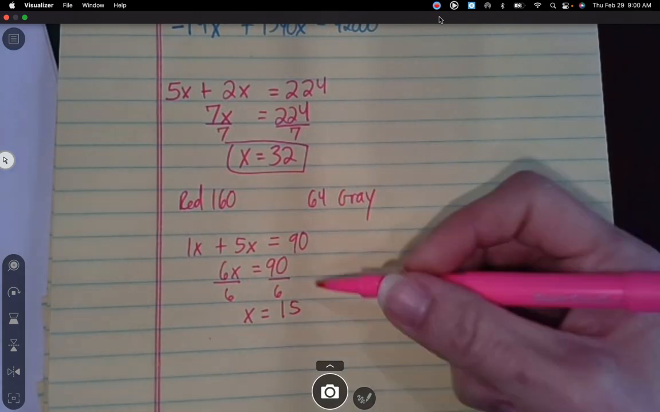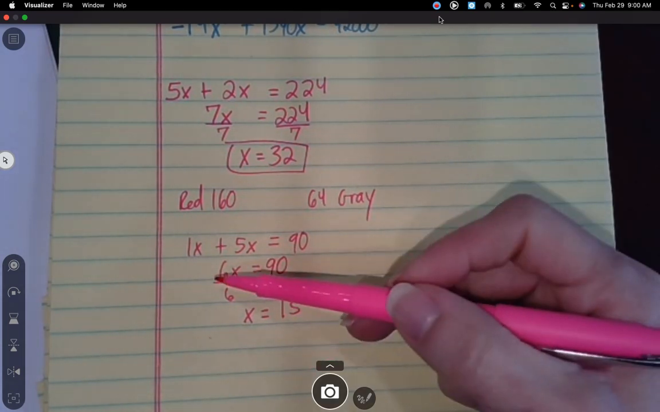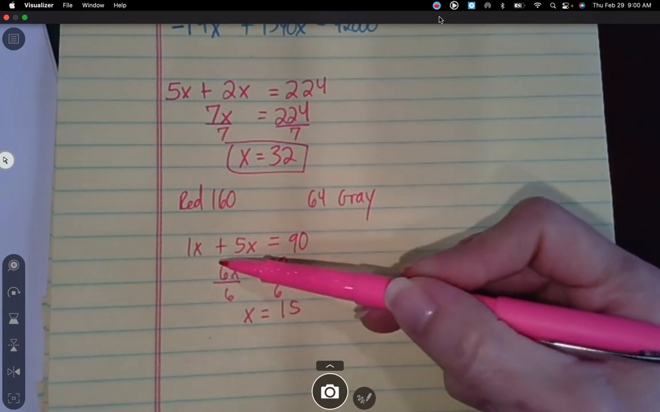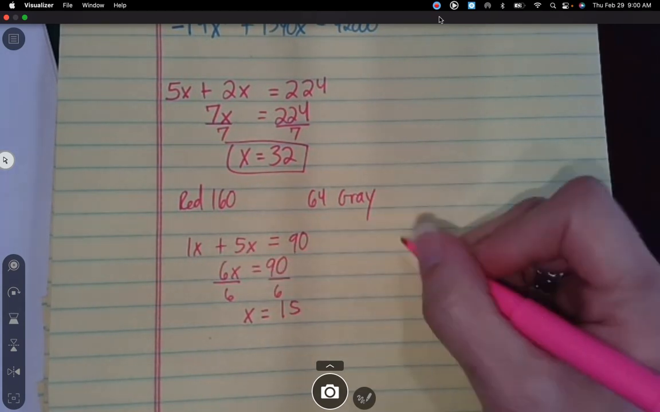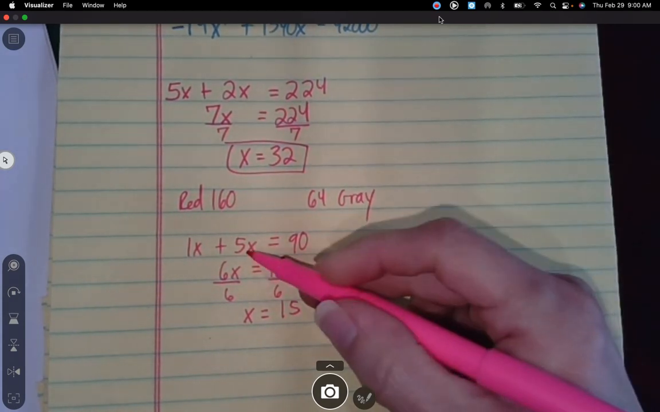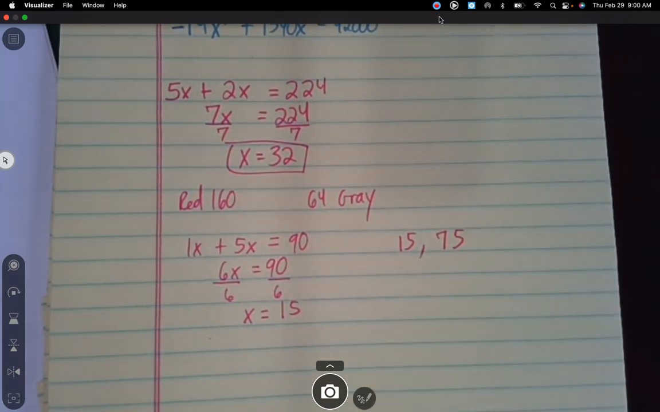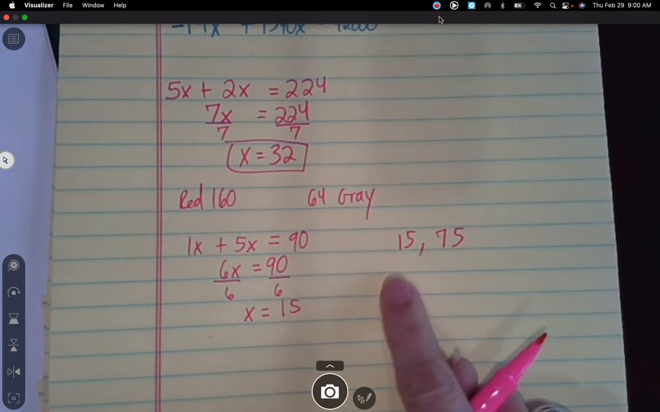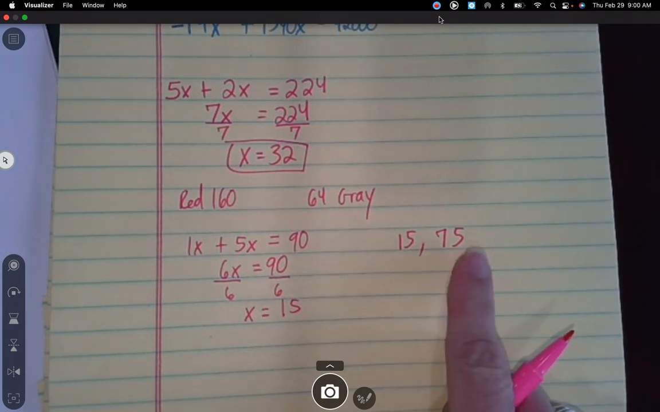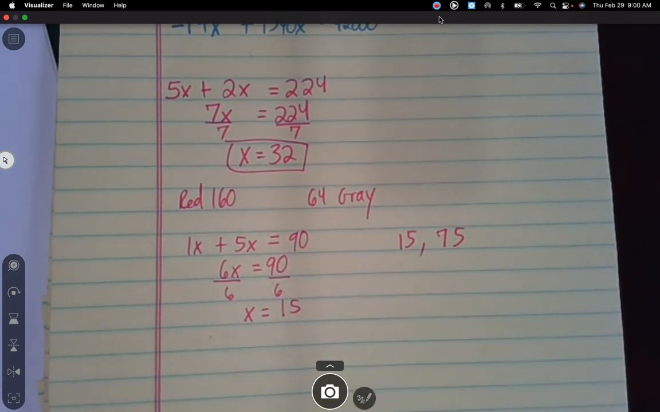But that's not my answer. I go back and I plug it in to each of those. What's 1 times 15? 15. And then what's 5 times 15? 75. And let's see what it asked. What are the two angles? Oh, it wanted both of them this time. 15 and 75 are the two angles.